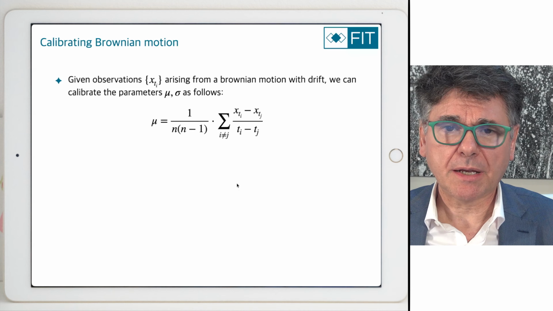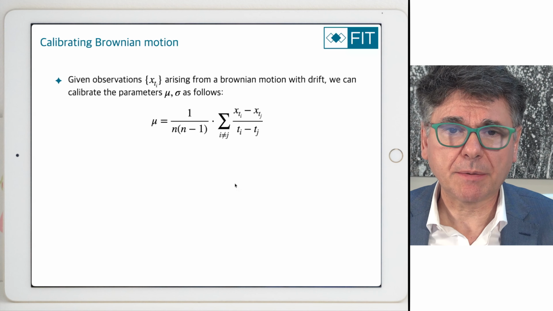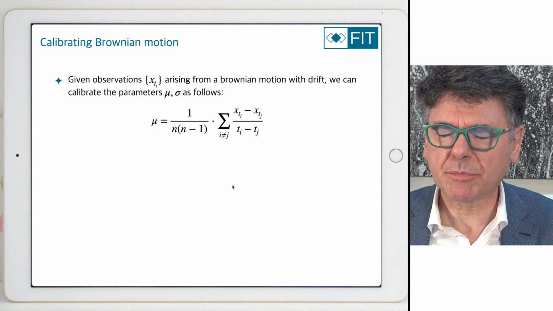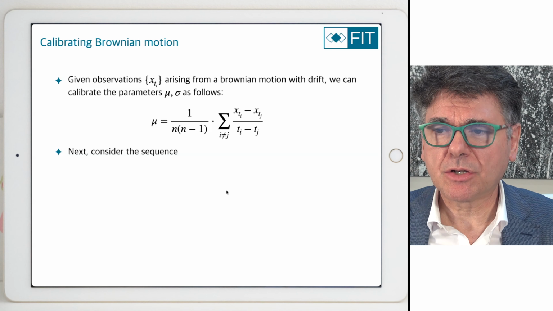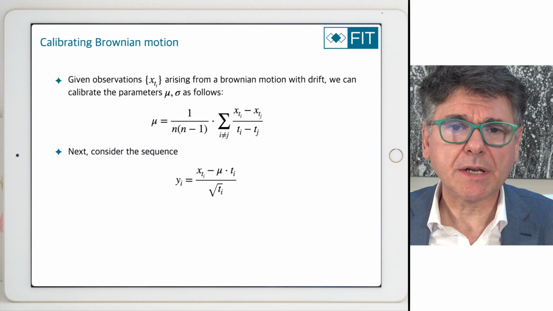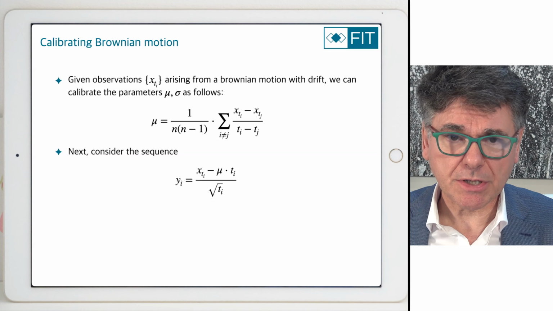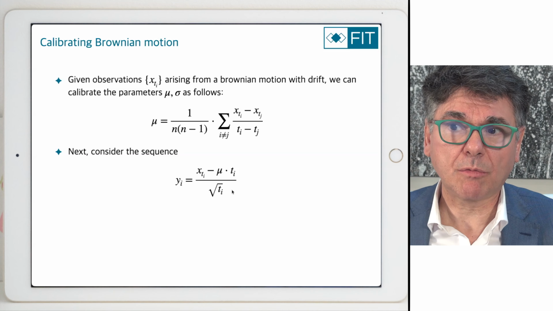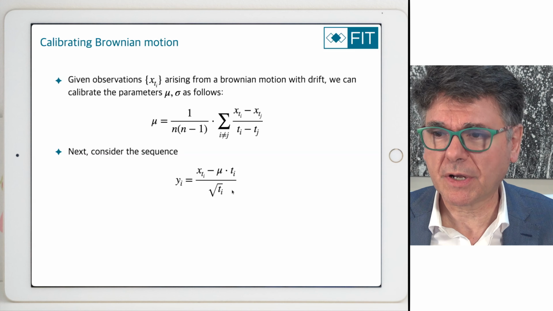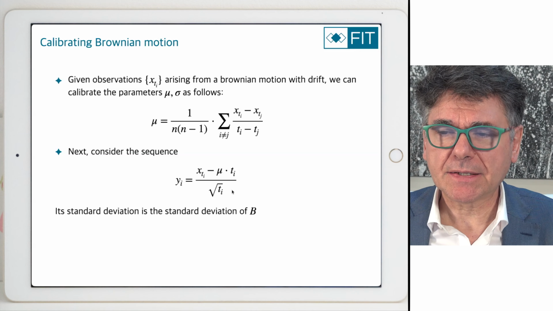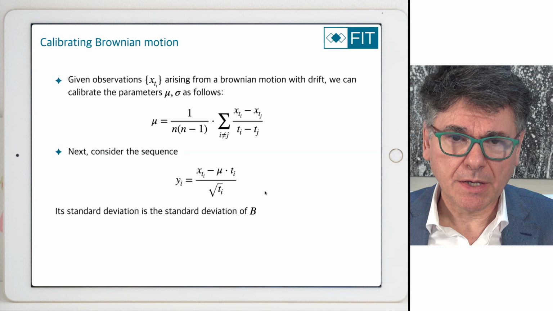The mu can be obtained by taking the average of all the possible observations, the increments of the observations divided by the times. We know that this number should be mu on average, so we just take the average of that. And to calibrate the standard deviation, we normalize each of the observations that we have with the mu that we have calibrated, and the square root of time, which is supposed to be the standard deviation of that variable, and the standard deviation of that will be the standard deviation of the Brownian motion. So this is how we calibrate the Brownian motion.